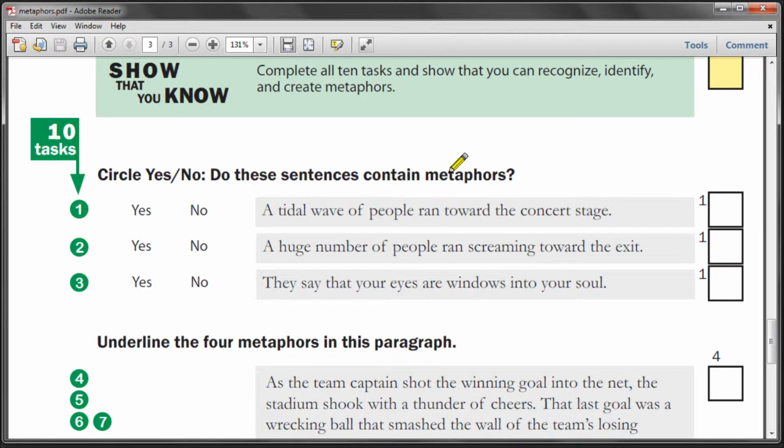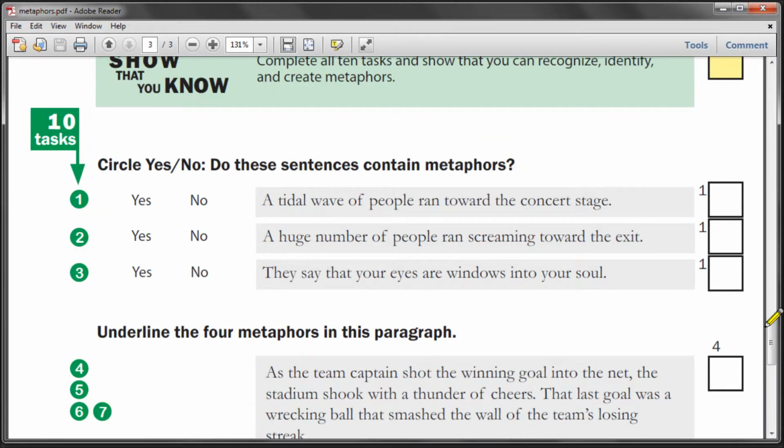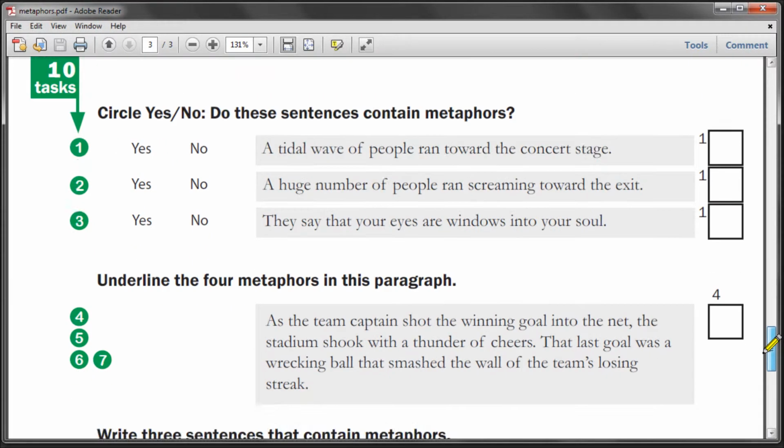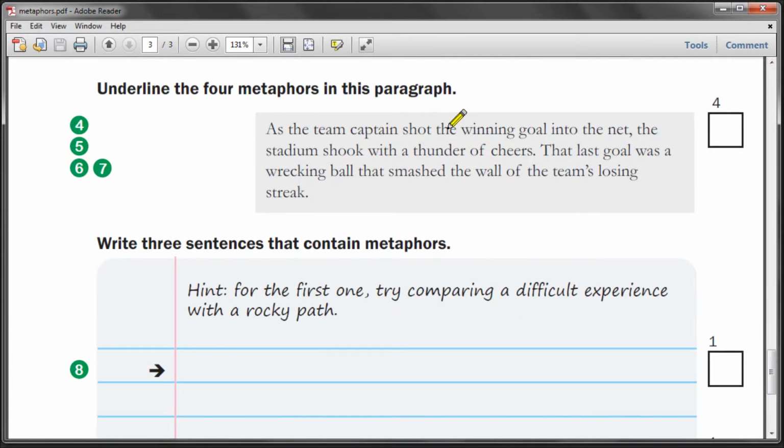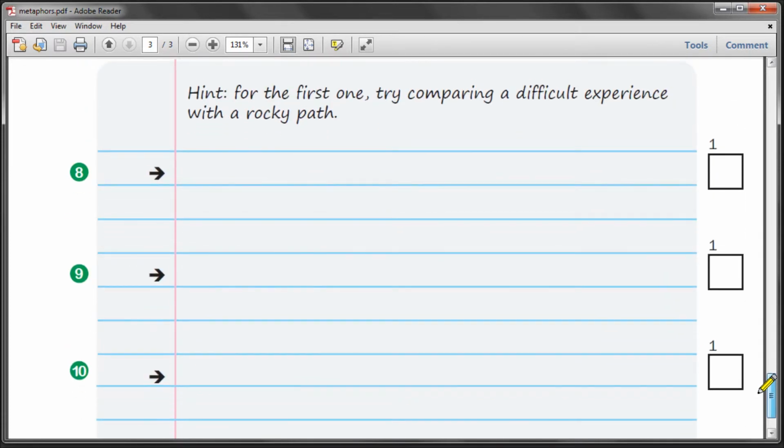And the assessment page usually has three parts: recognition, identification, and generation. And the first section asks the learner to merely recognize the occurrence of the term or idea being taught. The second section asks the learner to identify the specific location of the term or idea. And the third section asks the learner to generate his or her own examples of the term or idea. Sometimes a prompt is given to help scaffold the student.